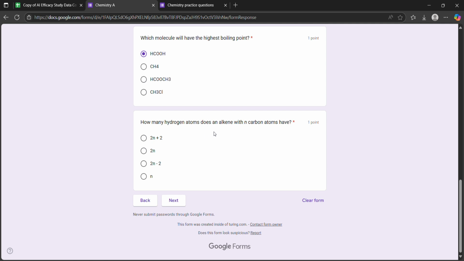How many hydrogen atoms does an alkene with n carbon atoms have? So I think there are alkane, alkene, and alkyne, and all have their basic formulas of 2n plus 2, 2n, and 2n minus 2. So I think the formula, if I remember correctly, is CnH2n. So this will be 2n.